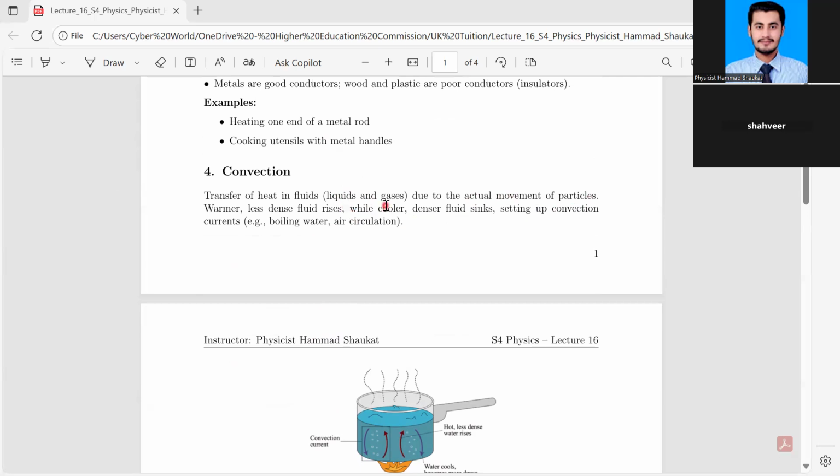We know everything in the universe consists of particles. Your liquids and gases also consist of particles. By the movement of these liquid and gas molecules, their kinetic energy increases. And if the kinetic energy of these atoms or molecules increases, heat is formed, and that heat transfer is called convection. So the transfer of heat in fluids, liquids and gases, due to the actual movement of particles is called convection, right?